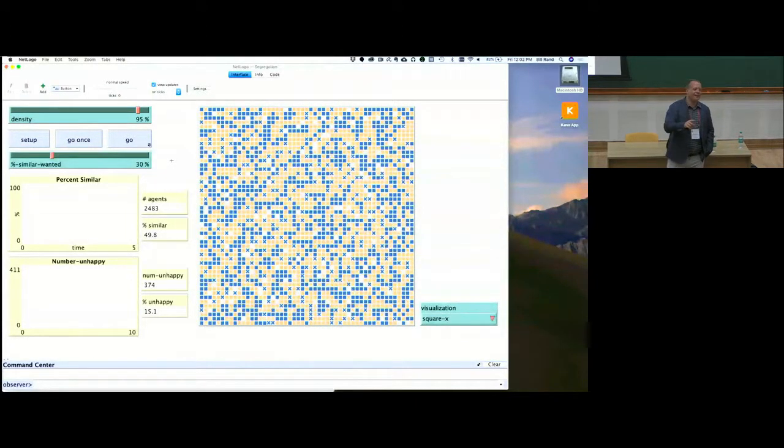If you're unhappy, you move to a random empty location. That's the only rule. There's no other rule. It's a very simple rule. If you're unhappy, you move to a random other location. That's all there is. If you're happy, you don't move.